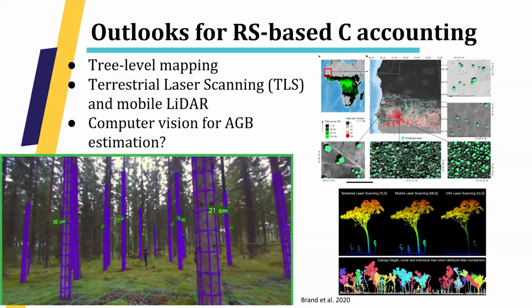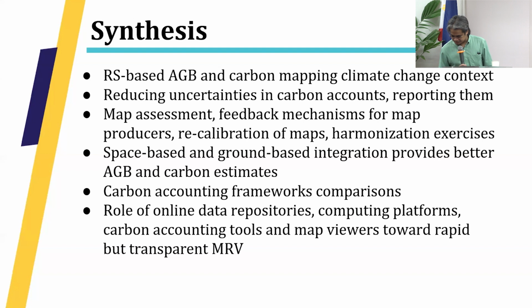Okay. My last slide, and I'm over time. I'm 10 minutes over time, I think. Just to wrap it up and also give you something to think about after this. So RS-based AGB carbon accounting, climate change context. Before it was mainly for production, for forestry, but now it's more encompassing, an environmental problem. I'd like to emphasize the second bullet, which is we should really think about uncertainties.